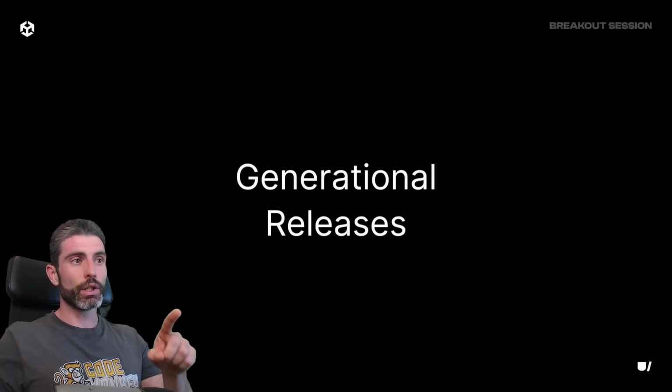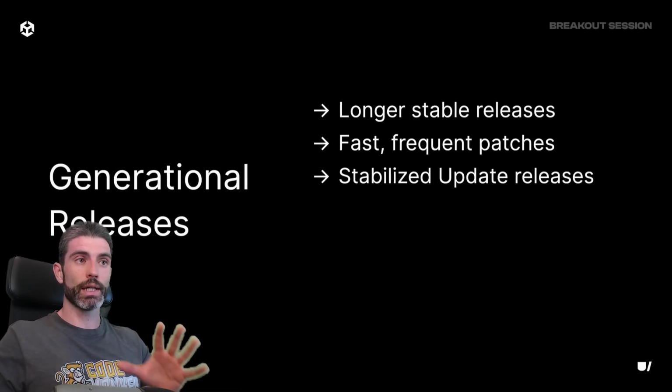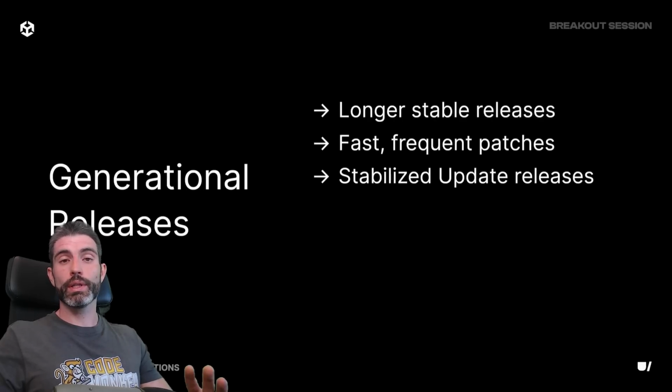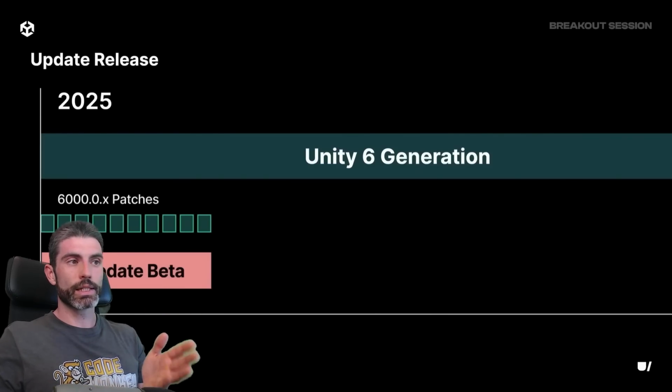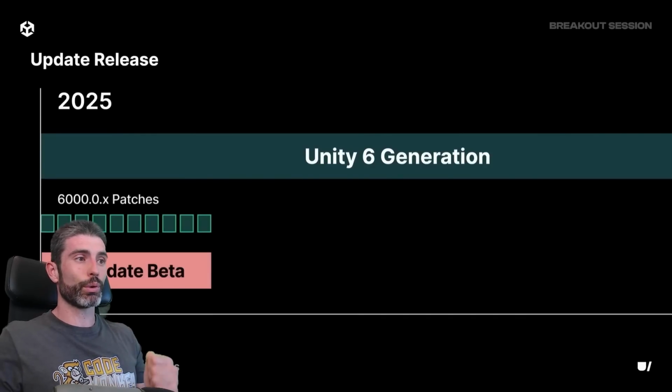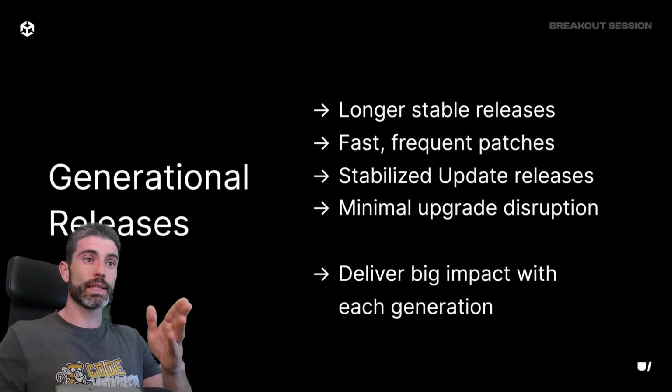They started talking about the new version release cycle. They call it a generational release model. Now they are going to have longer time between each major version, at least 2 years. So that means no Unity 7 or whatever they call it next year in 2025. Instead, they will do Unity 6.1, then perhaps 6.2, 6.3 and so on before finally making the other version. Now the goal with all of this is to minimize the upgrade disruption.